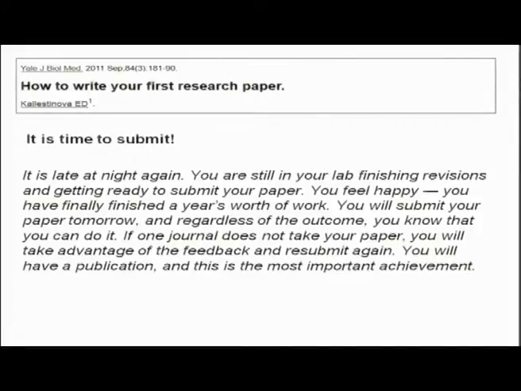You will submit your paper tomorrow. And regardless of the outcome, you know that you can do it, that you are able to complete what you wanted to do, write it and submit it as a paper. That's the great thing about it. If one journal does not take your paper, you will take advantage of the feedback and resubmit again, because when they reject, they will say your paper is not accepted because of this problem. So it's feedback. So that helps you to restructure your paper.